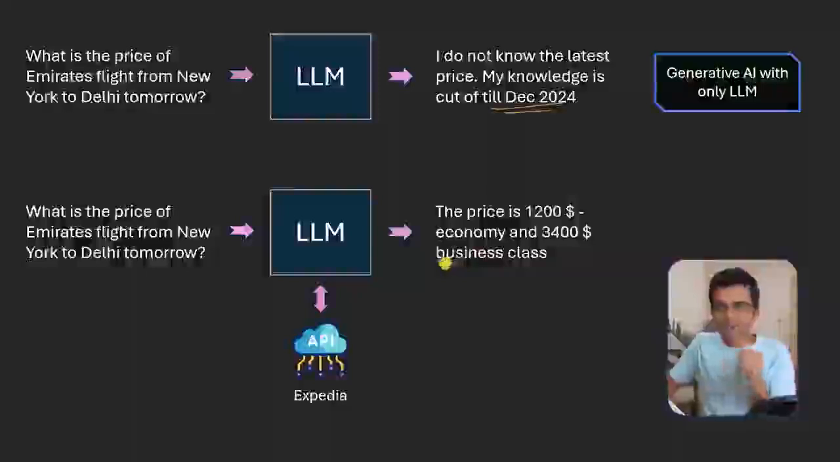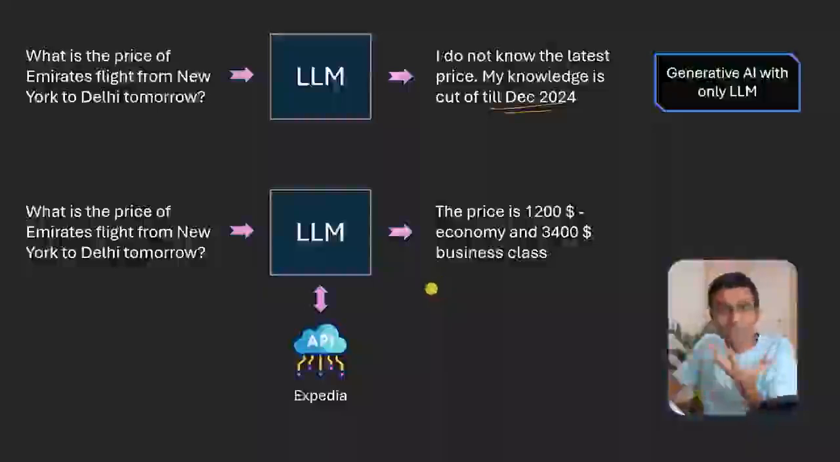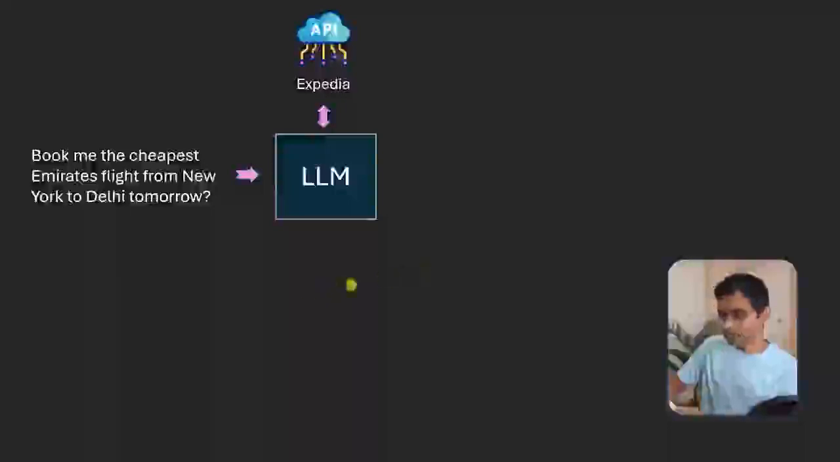It's like if I tell you, okay, drill a hole in the wall, you won't be able to do it. You are an LLM. But if I give you a tool, let's say a hammer, a drill, then you'll be able to do it, right? Because that is a tool. So similarly, this Expedia API is a tool through which it will be able to produce this answer.